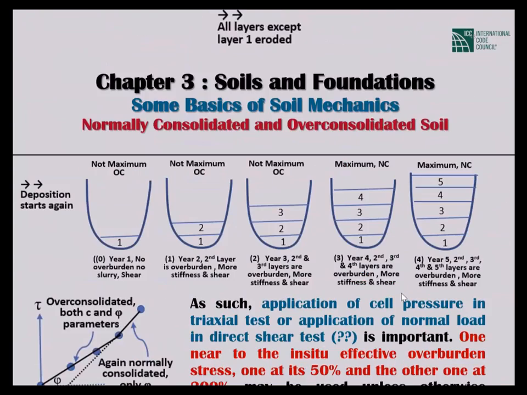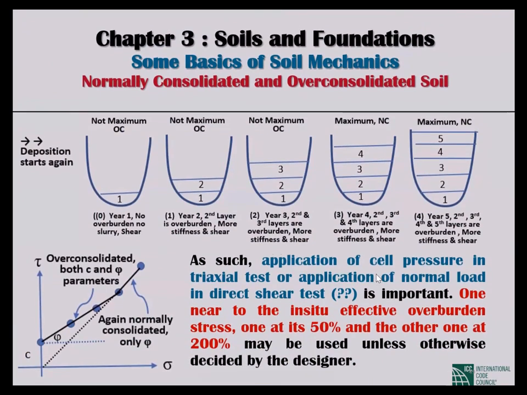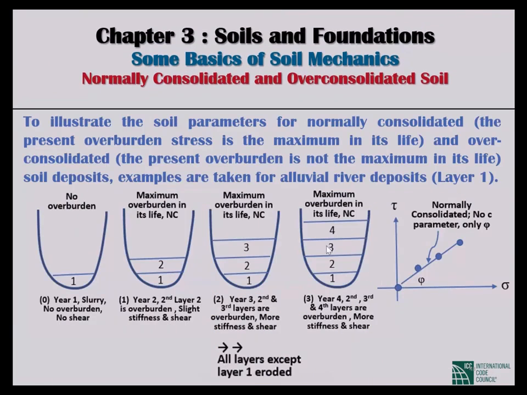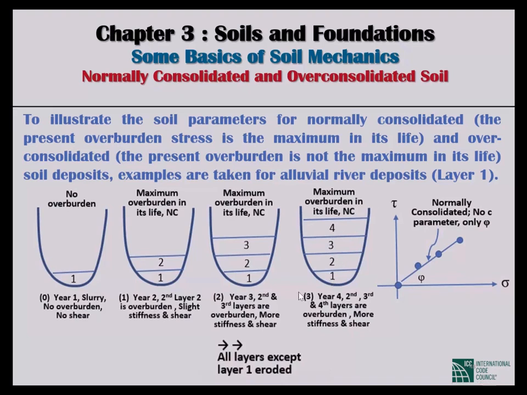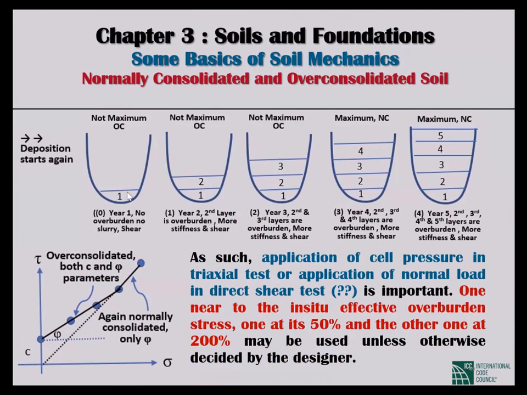And if it is over consolidated, for example, this one is eroded for some reason. All the two, three, four layers are eroded. So the soil layer one is staying over there. What is happening? Now there is no load over there. No overburden stays over there. So it is not the maximum in its life. So this is actually over consolidated. Could you get my point? At this particular point, the soil doesn't have any normal load, but still it will have some stiffness.